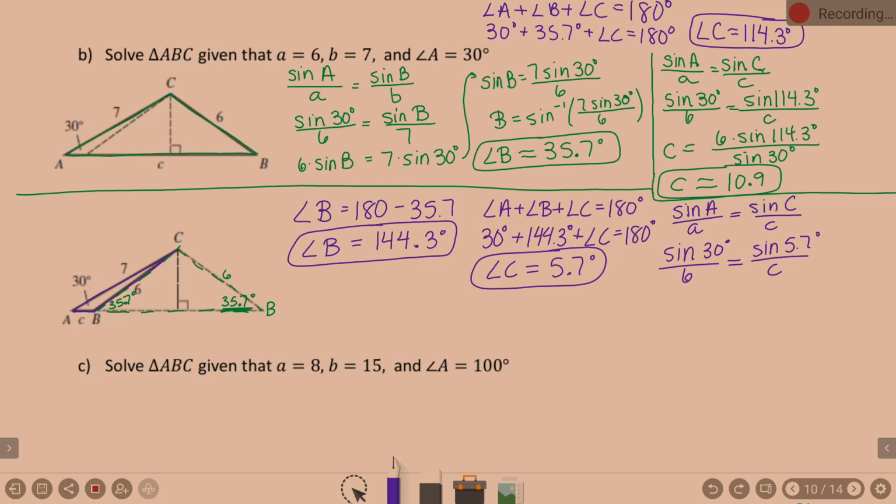I like to do cross products. So C times sine of 30 equals 6 times sine of 5.7. If I go ahead and do this in one step, 6 times sine of 5.7, and then since it was C times sine of 30, we're going to be dividing by sine of 30. And C is 1.9. I know, I have 1.2 written in my notes. Oh, sorry, 1.19. That makes a difference.